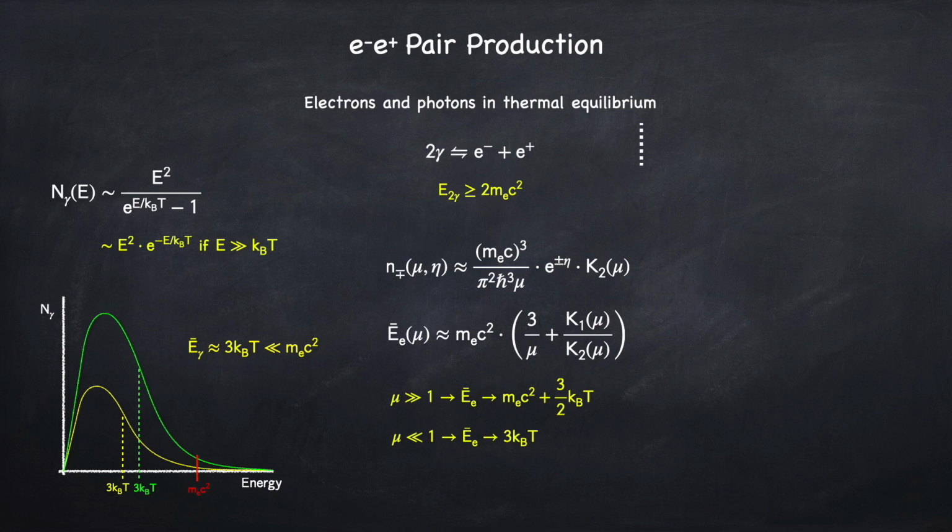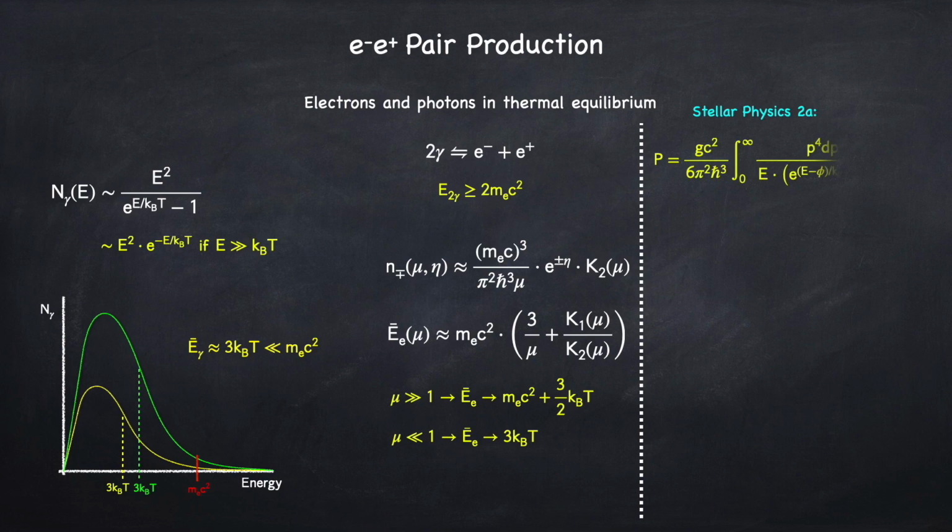Now let's do a side calculation for illustrative purposes. In Stellar Physics 2a, we found this general expression for the pressure, where P is the momentum, E is the energy, and this plus or minus refers to whether we're talking about bosons or fermions. If it's bosons, it's a minus, which is where this minus comes from for the number density of photons. And if it's fermions, it's a plus.